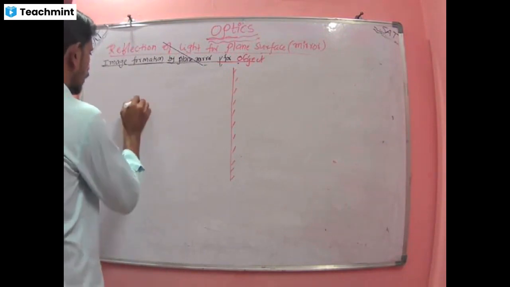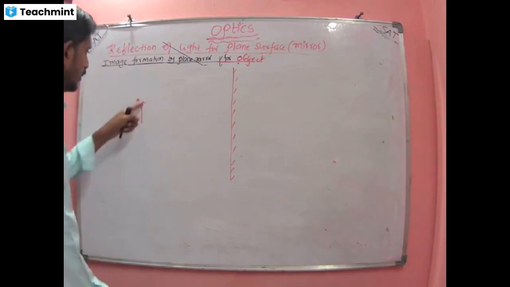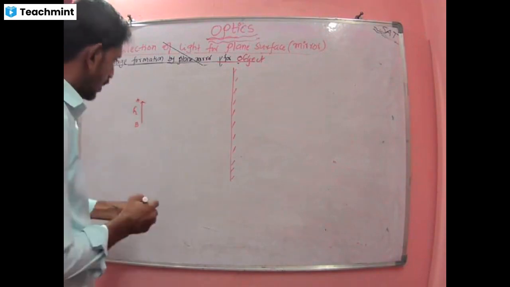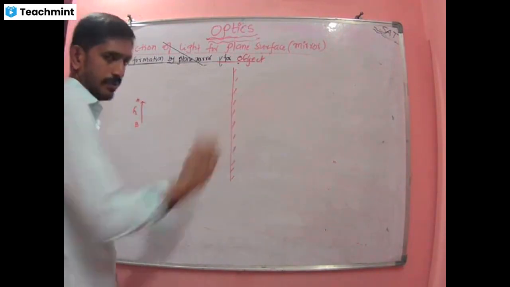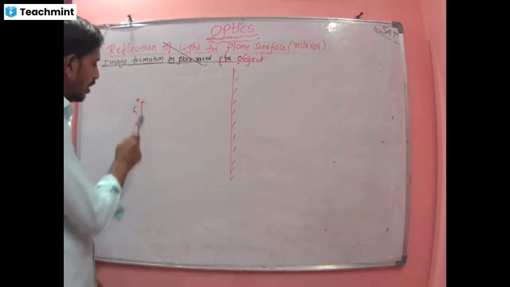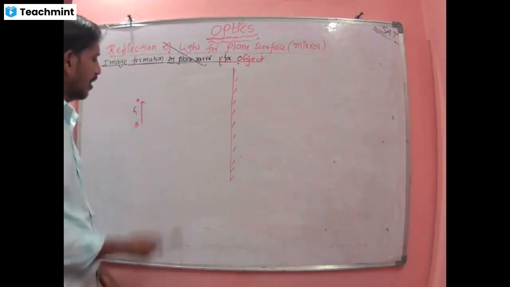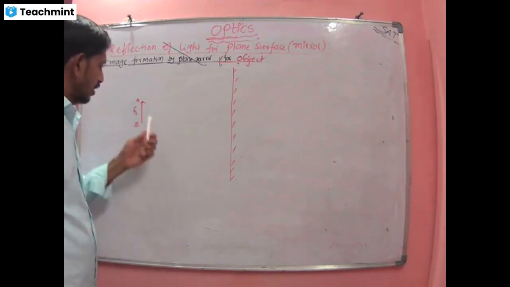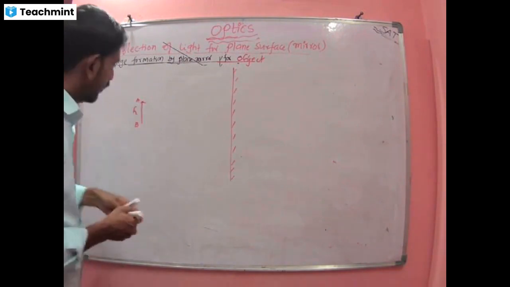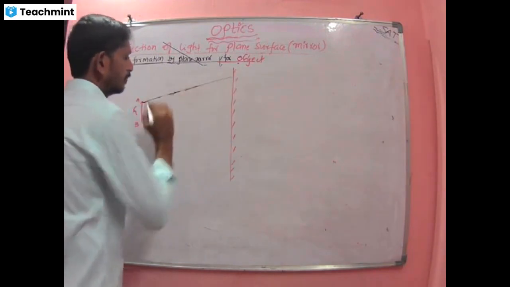Let it be: the upper point is A and the bottom point is B. The height of the object is H. Now I want to form the image in the plane mirror. Same concept here: take two rays from the top point, take two rays from the bottom point. Then automatically we can get the image between the top point and bottom point. So I can take here first two rays from the top point. This is the first incident ray.